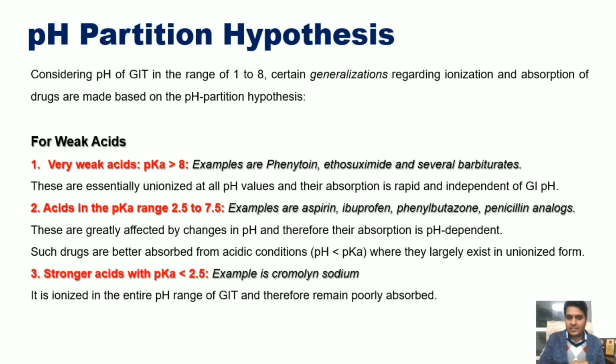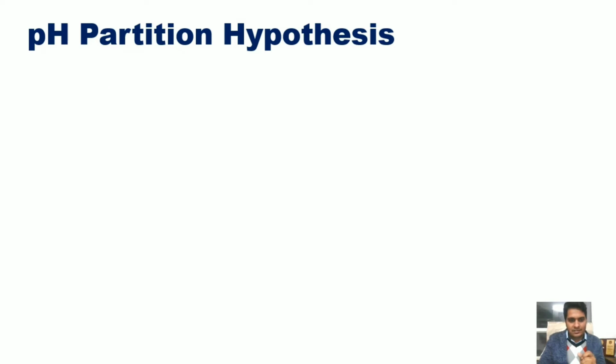Now for stronger acids, which have a pKa value less than 2.5, as we have already discussed, the example is cromolyn sodium. It is ionized in the entire pH range of the gastrointestinal tract, and therefore remains poorly absorbed. So it is a stronger acid, as we have already discussed. The stronger acid will be absorbed less as compared to the weak acids. So this is true in this case.